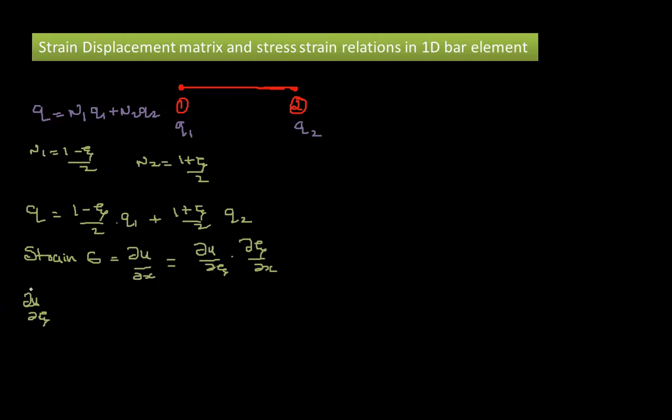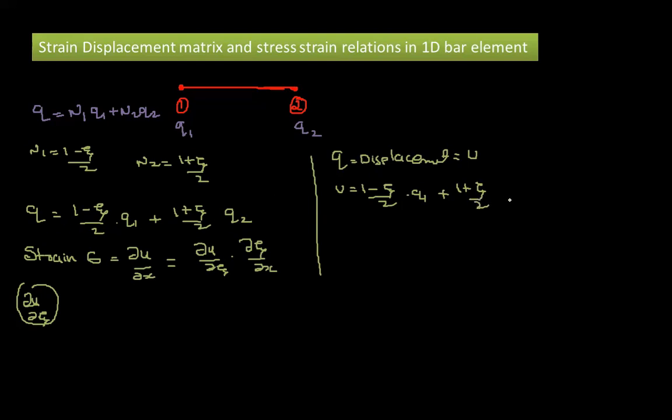Before defining dou u by dou zeta, here I have defined that Q is equal to 1 minus zeta by 2 into Q1 plus 1 plus zeta by 2 into Q2. Sometimes I express the displacement as Q, and it can also be expressed in terms of u. So Q or u, both are the same. Therefore, u is equal to 1 minus zeta by 2 into Q1 plus 1 plus zeta by 2 into Q2.